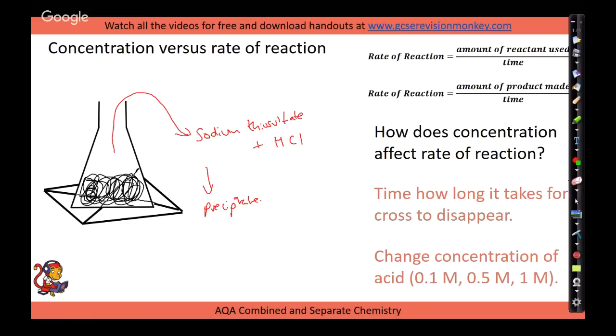So what can we do? We can time how long it takes for the cross to disappear. And then we can change the concentrations that we're using. We can change it to 0.1, 0.5, and 1.